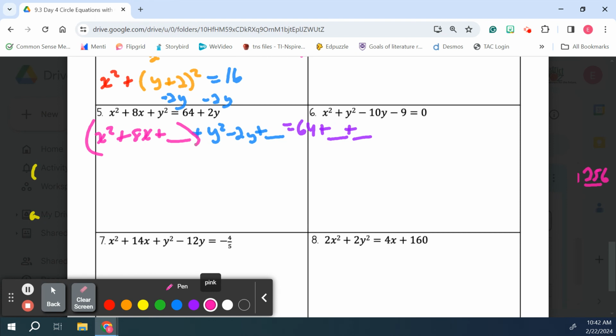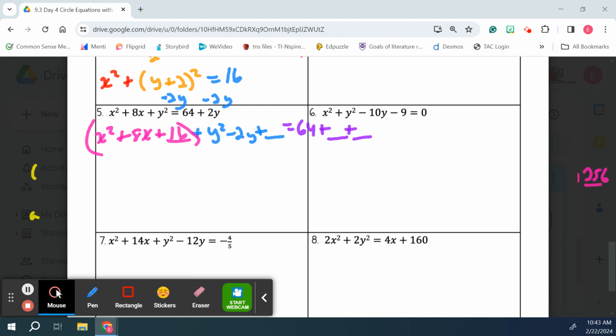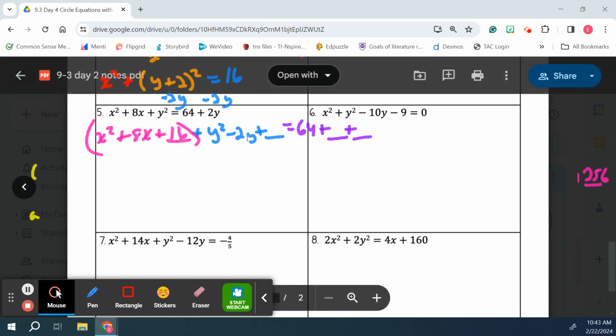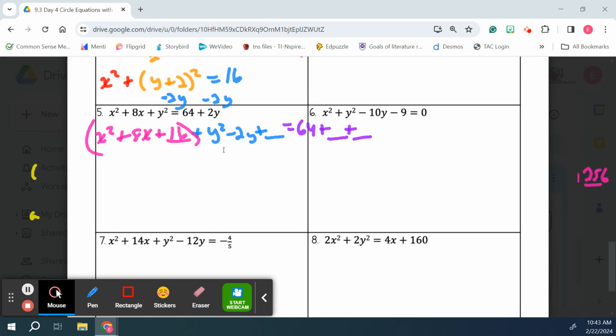All right, let's complete the square. Someone tell me, what is it going to be here? So it's 8 divided by 2, and then it's squared. What's it going to be? Sophia, what's it going to be for x? 16, very good. And then what's it going to be for y, Brendan? Negative 2 divided by 2 gives you negative 1, right? And then we square that, it gives us 1.